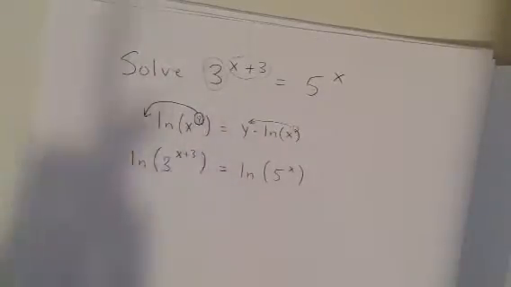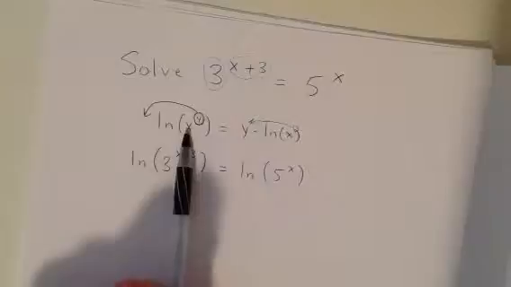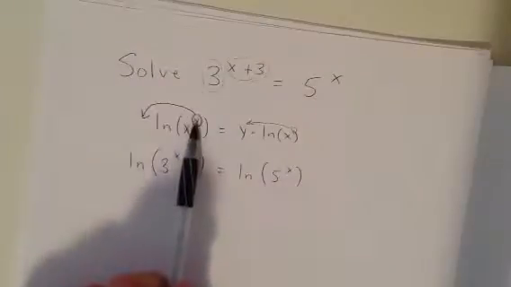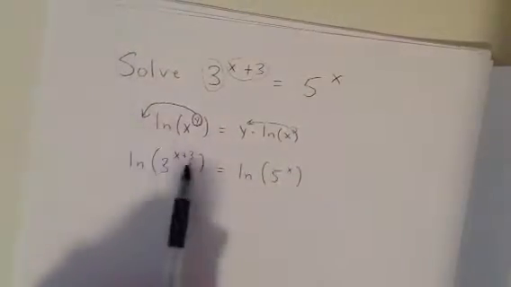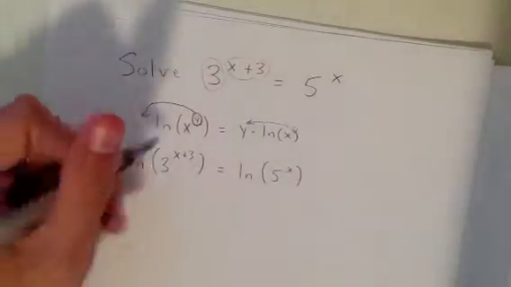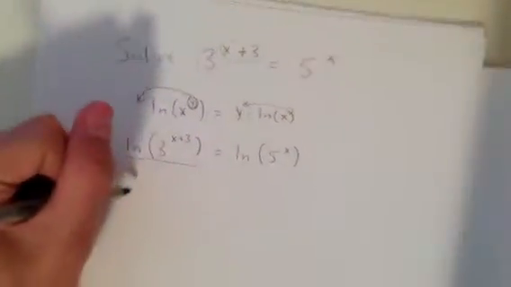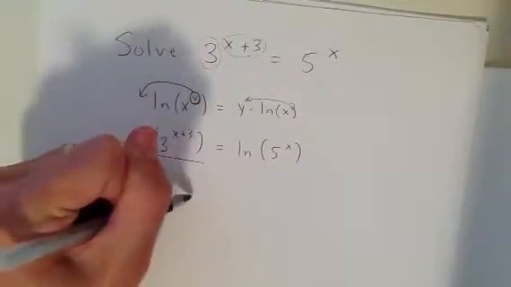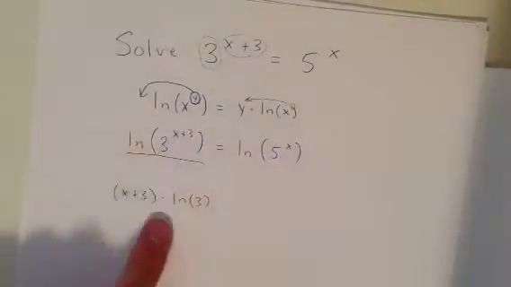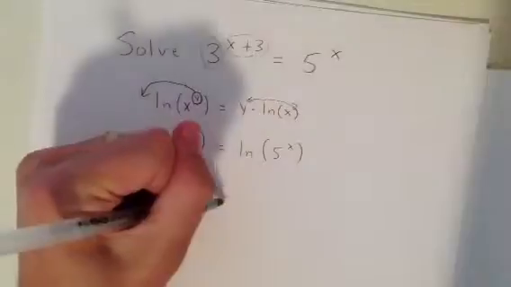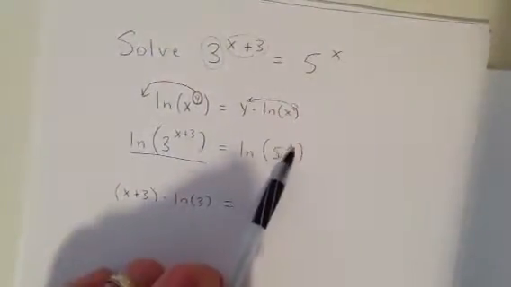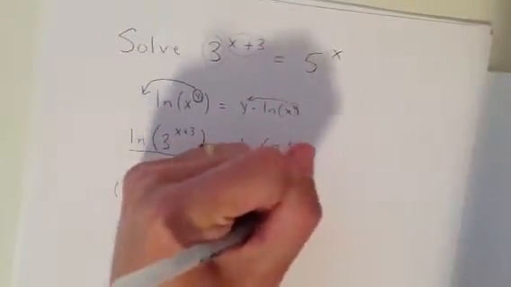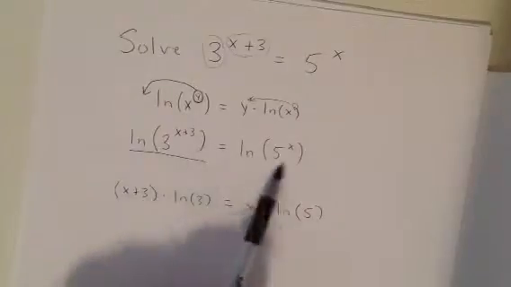That's where this property comes into play, because now we have something raised to some power inside of the parentheses. So all that means is we'll take what's up at the top and bring it down. In this case we have x plus 3 at the top. So this statement is equivalent to saying x plus 3, and that's us bringing it down, times the natural log of 3. Equals, we'll do the same thing here. x is raised up in the exponent, so we're going to bring it down: x times the natural log of 5. So these are two equal equations.